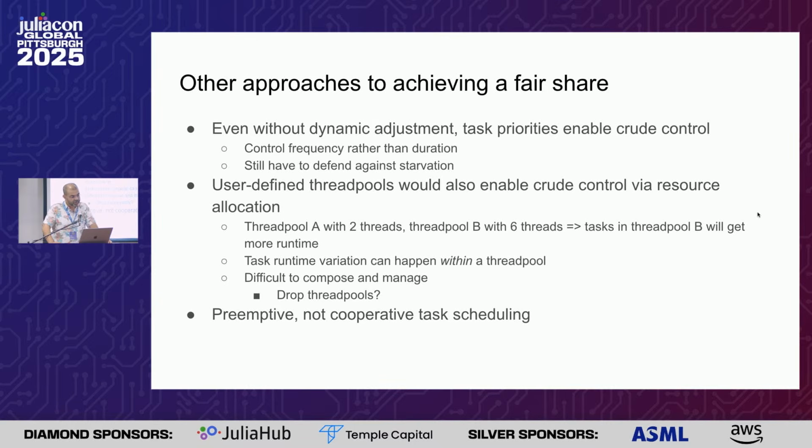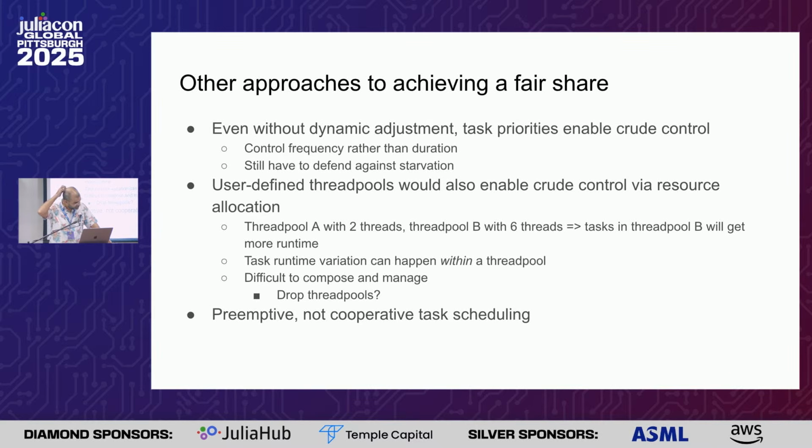There are other approaches, and these are kind of what we are using right now at RAI, where you approximate the fair share by controlling how frequently your task runs. It's actually the frequency you're controlling. You give a task more runs, and you're approximating the fact that it takes less time than a task which had fewer runs. You still have to defend against starvation in this sort of scenario.